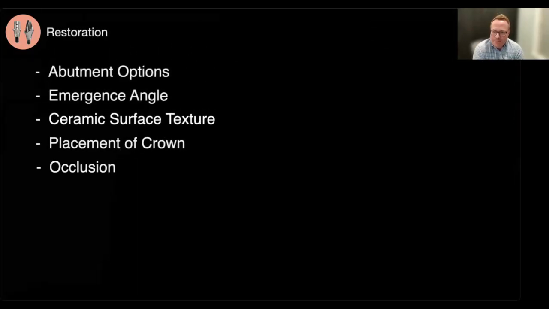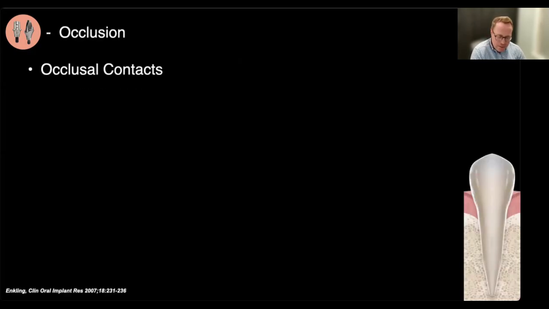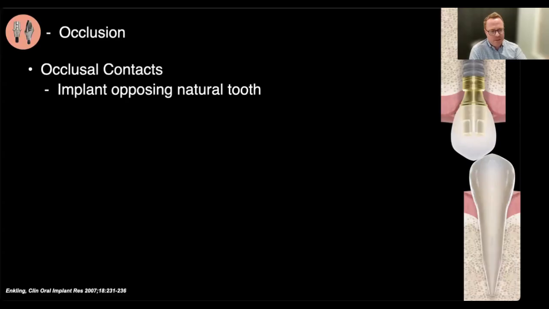So the last topic that we want to really focus on is the occlusion. And occlusion to me is one of those areas that we probably miss the most in implant dentistry. And really when we look at this, if we're lucky enough with a single implant that it's opposing a natural tooth, that probably is the easiest for us to adjust, because the natural tooth opposing it will let the patient know that, oh, I'm biting down hard and I need to do some occlusal adjustment.